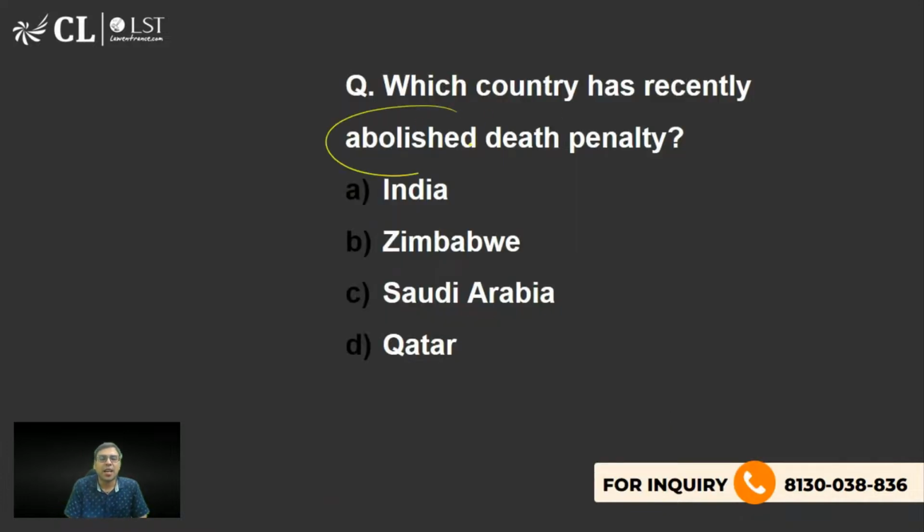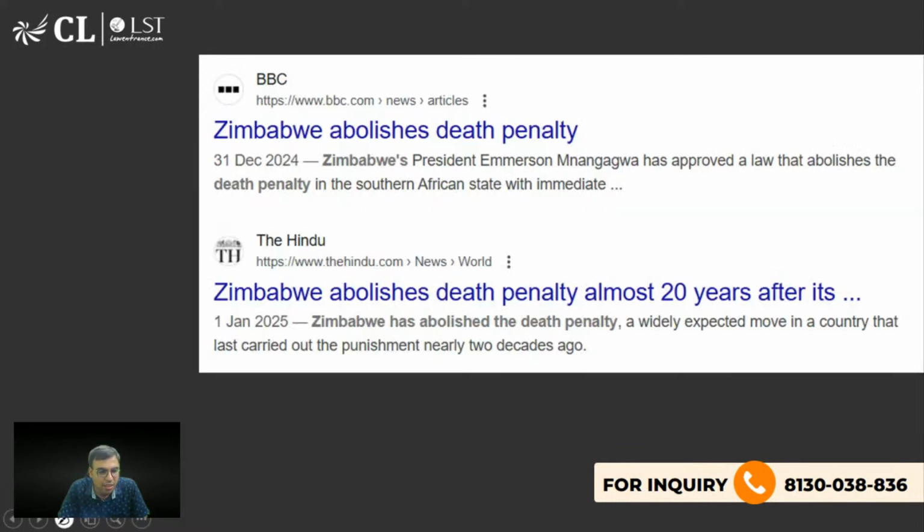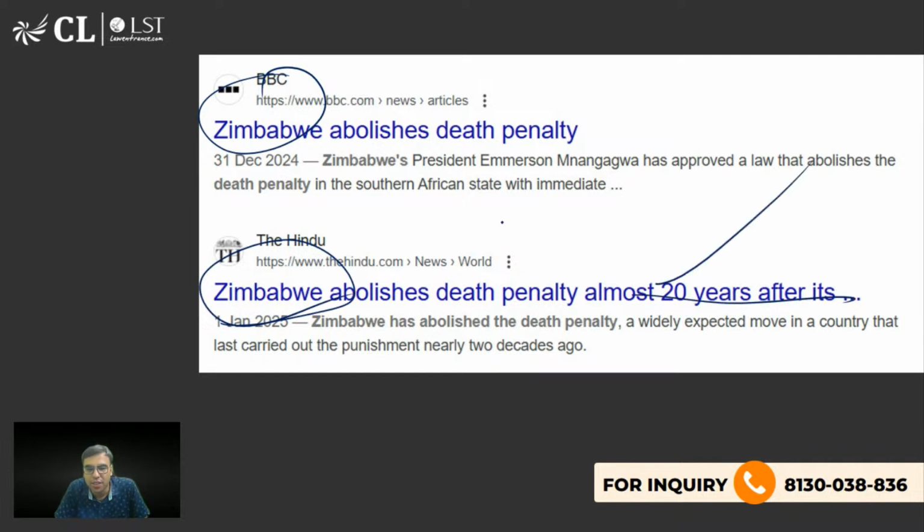Which country has recently abolished death penalty? What is the right answer? Yes, Rani, very good. The right answer is option B, Zimbabwe. Yes, Dharani, B is the right answer. Zimbabwe abolishes death penalty, है ना? It was in the news after 20 years after it had carried out the last punishment.